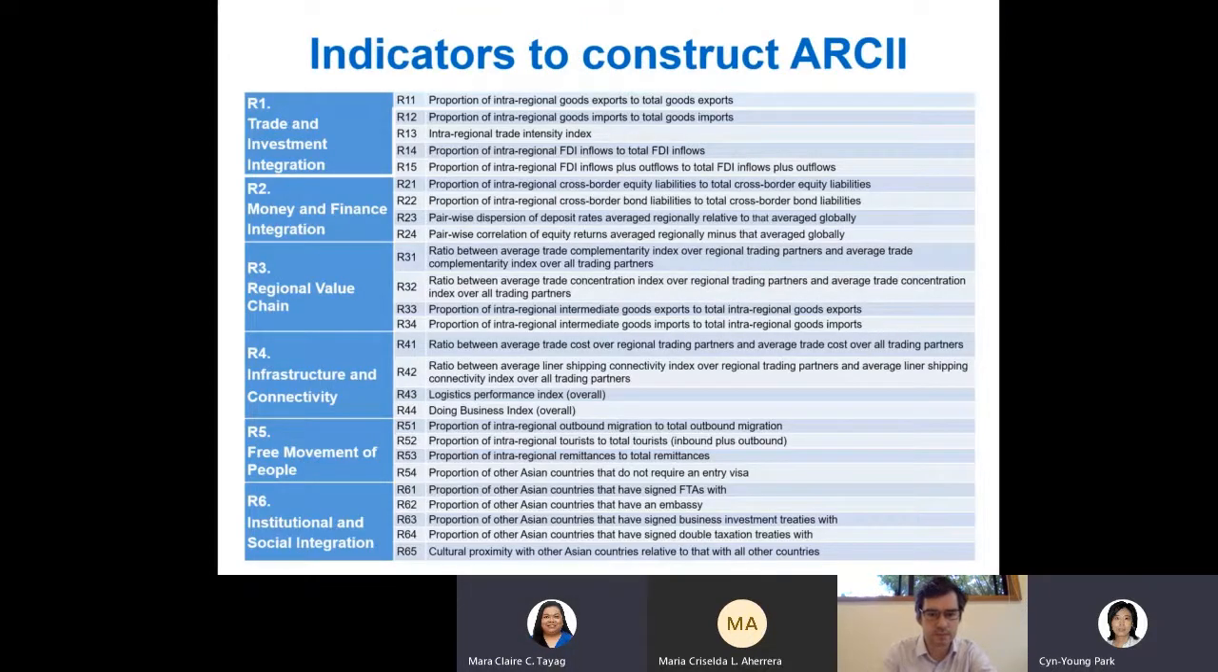The indicators we use to construct ARCII are already on the screen. There are 6 dimensions, and each dimension has at least 4 or 5 indicators. In total, we use about 626 indicators to create the composite index ARCII.